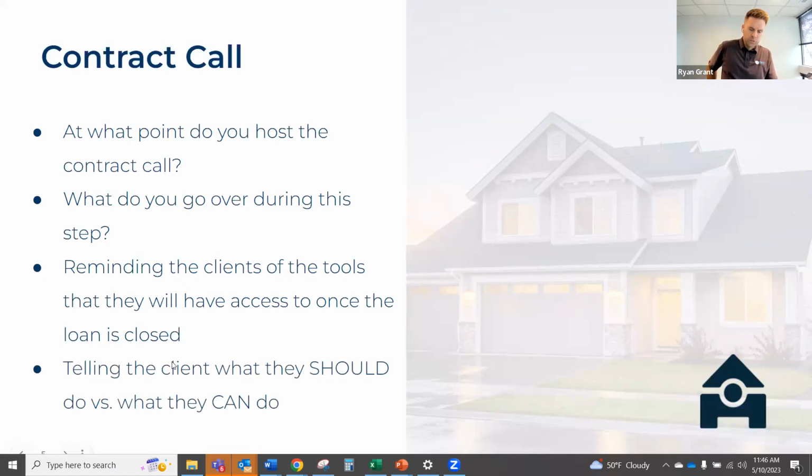Telling the client what they should do versus what they can do. This is, again, reinforcing the decision, right? Like, hey, you've known that you could buy a home. You've now accomplished the opportunity to buy one. We're in contract. Now, you could still pull out for a multitude of reasons, but I don't believe you should. I think this is the perfect deal for you.